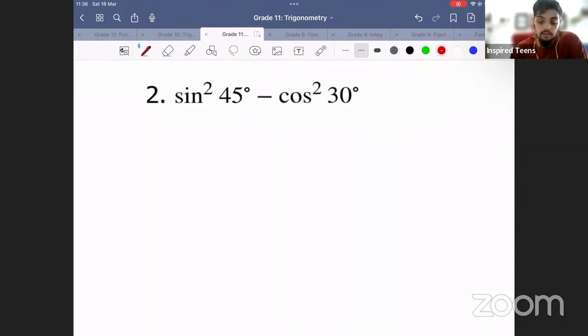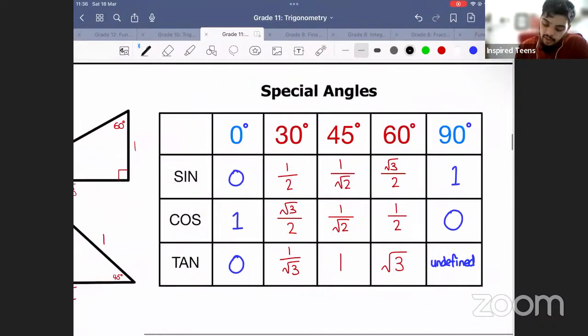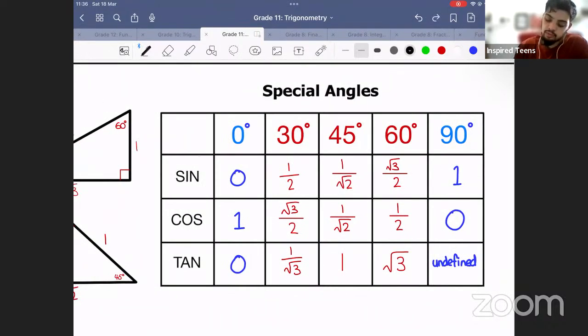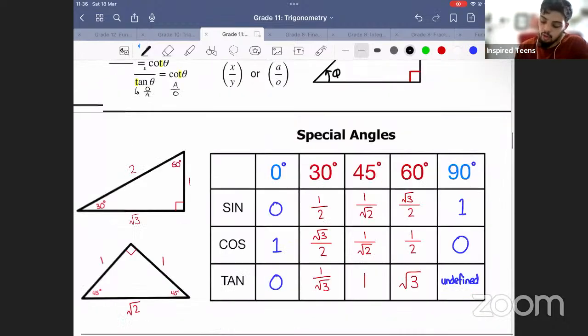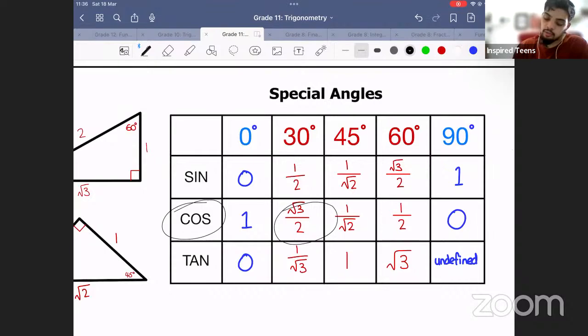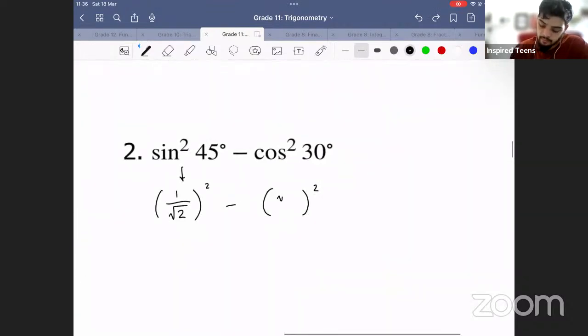Let's have a look at this: sine squared 45 minus cos squared 30. 45 and 30 are special angles. We need to memorize their values. You don't need a calculator for it. So you find the value of sine 45 and you square it, and you find the value of cos 30 and you square it. The value of sine 45 is 1 over √2. The value of cos 30 is √3 over 2. So I found each value and now I'm going to square.